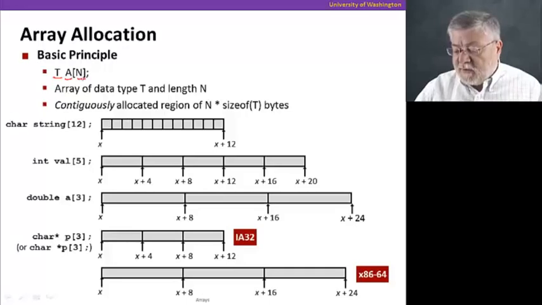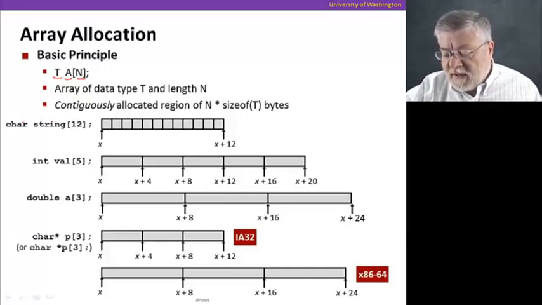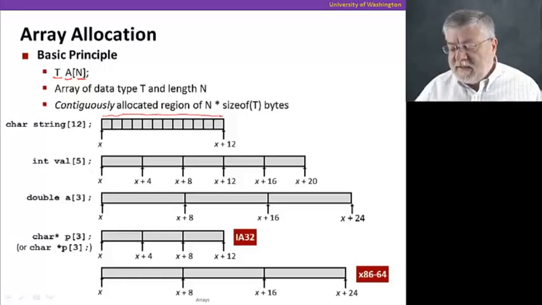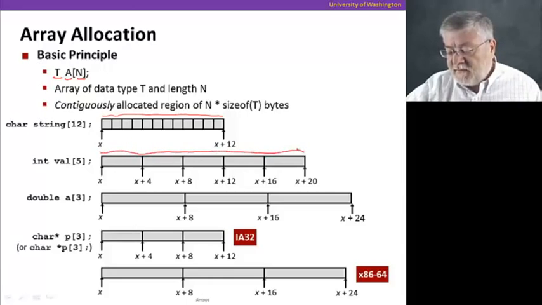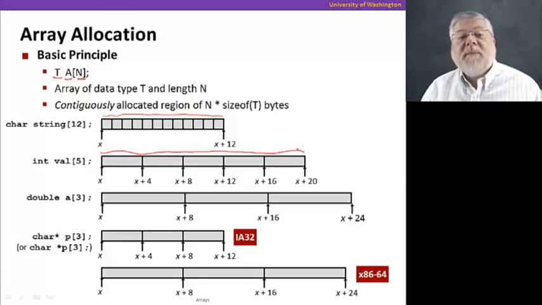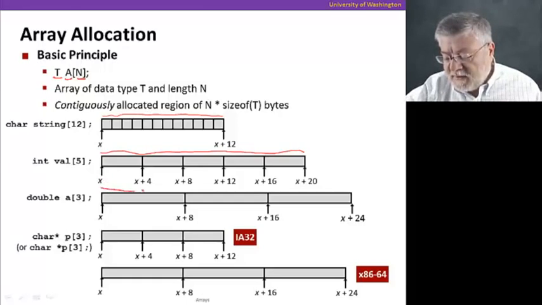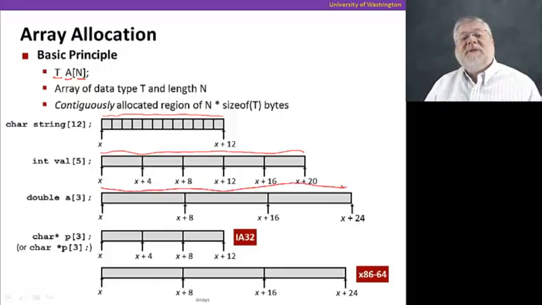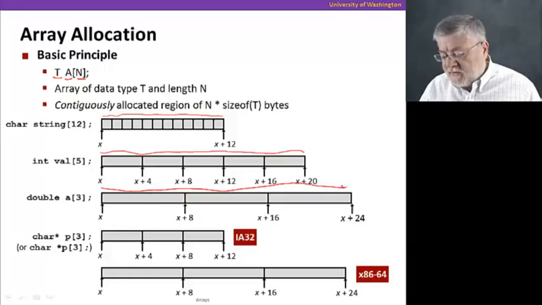So let's take a look at some examples. Here's a character array called string that has 12 elements, and you'll notice that each is 1 byte, and they're allocated one right after the other in memory. Here we have an array of ints with 5 elements called val, and of course it takes up 20 bytes in memory from some starting address. A double array, of course the elements are 8 bytes each, but they're always contiguous, okay? Always right next to each other in memory.